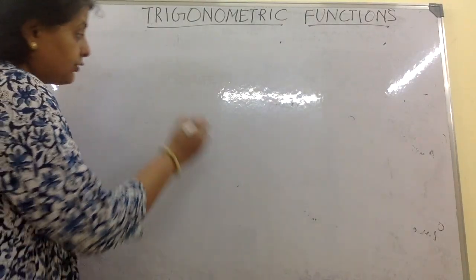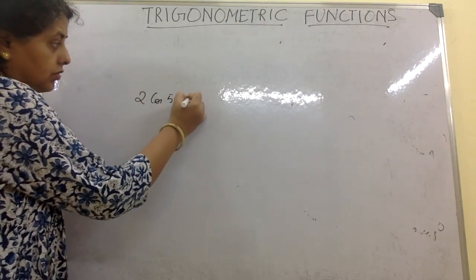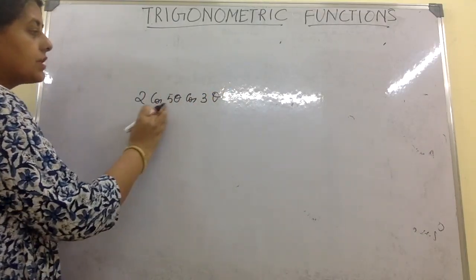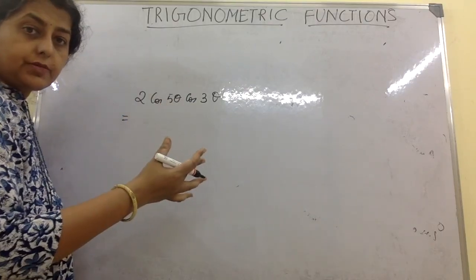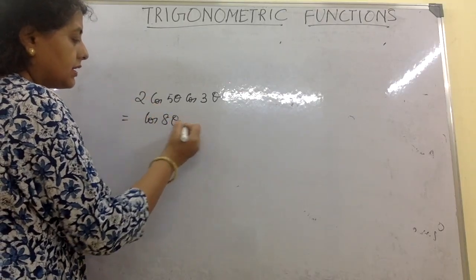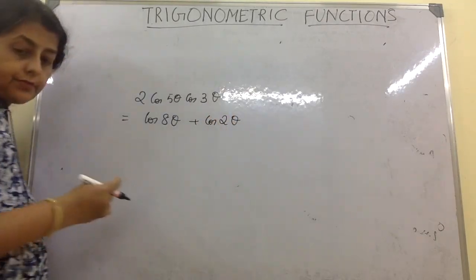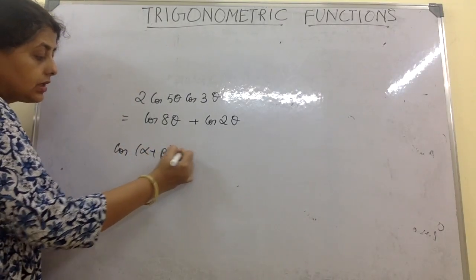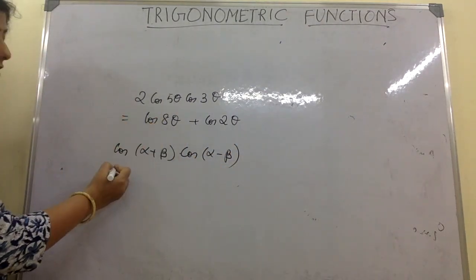Okay. Now these are 2 cos 5 theta cos 3 theta. We'll have to write it in the sum form. So here we have cos 8 theta plus cos 2 theta. Very simple. This is just for remembering the formula: 2 cos alpha cos beta. Here we'll have to write it in sum form.